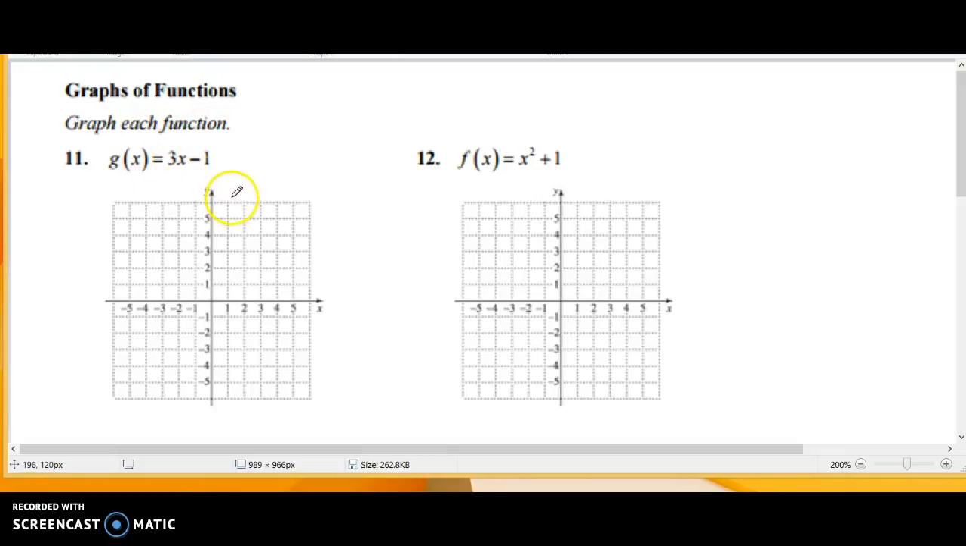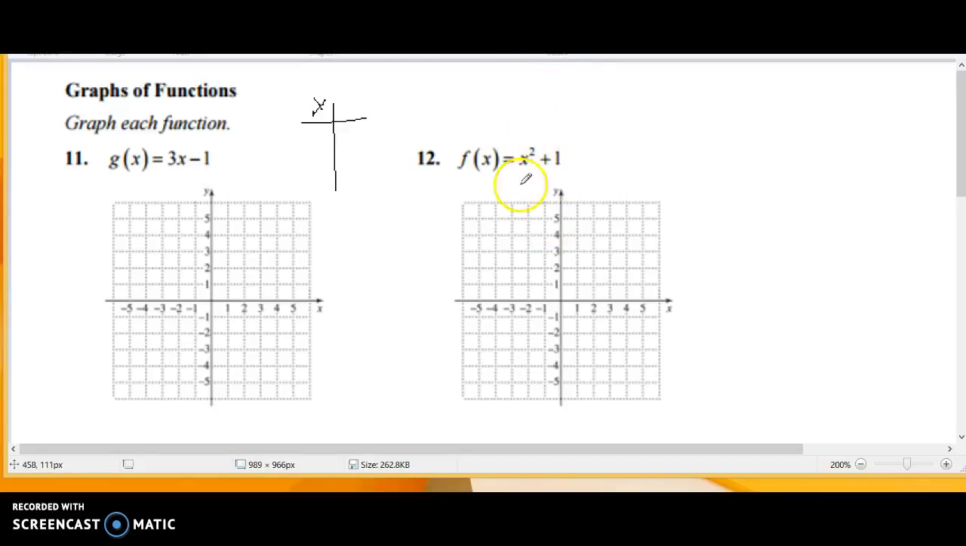Okay, so this one's going to be graphing, so we're going to graph the function g of x equals 3x minus 1. So again, you're going to make your little input-output table. You get to pick your inputs and calculate your outputs, plot your points, draw your line. Same thing over here. This one's different because it's an x squared, so I would definitely say to pick your negative 0 and negative 1.